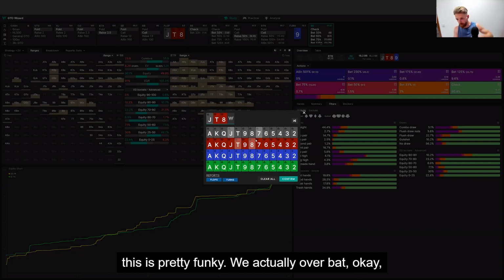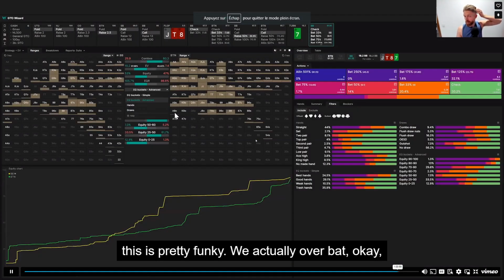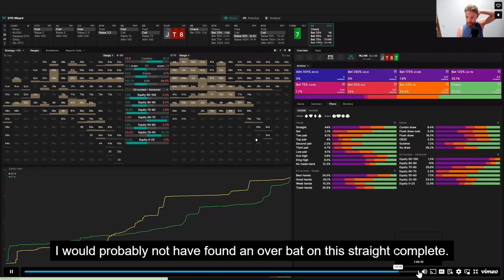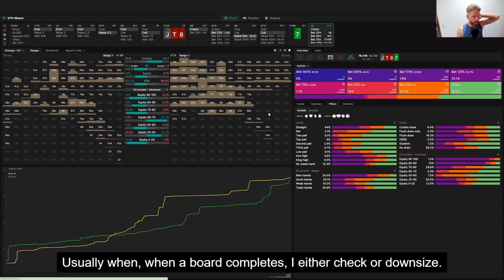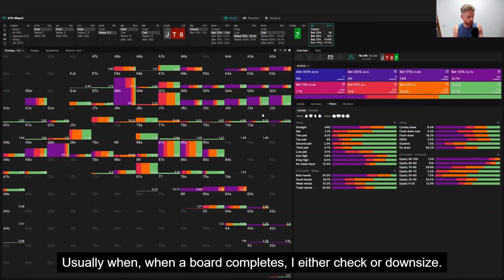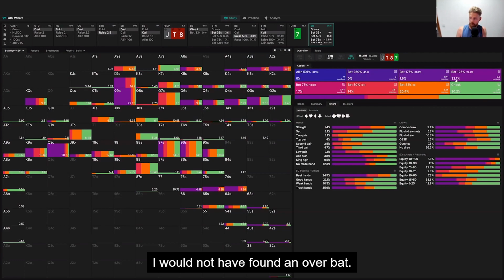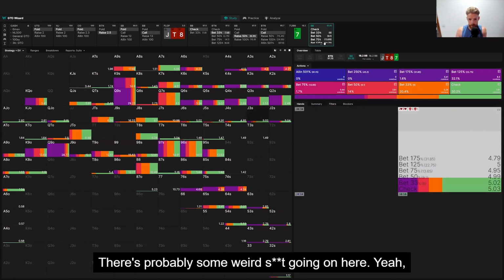Oh, we actually, this is pretty funky. We actually overbet. Oof. Okay. I would probably not have found an overbet on this straight complete. Usually when a board completes, I either check or downsize. I would not have found an overbet. There's probably some weird stuff going on here.